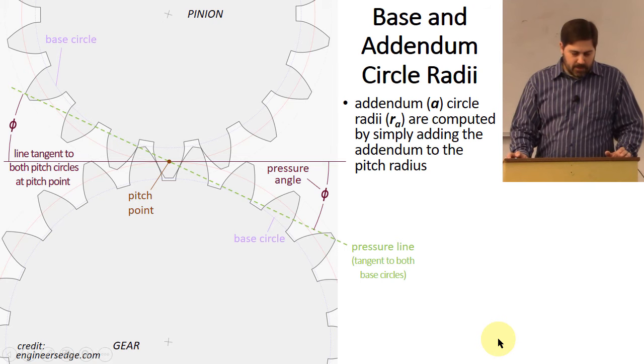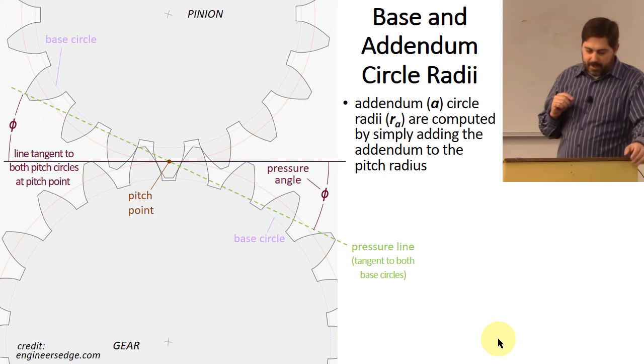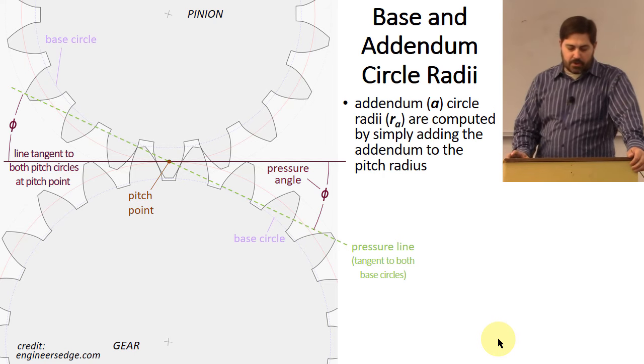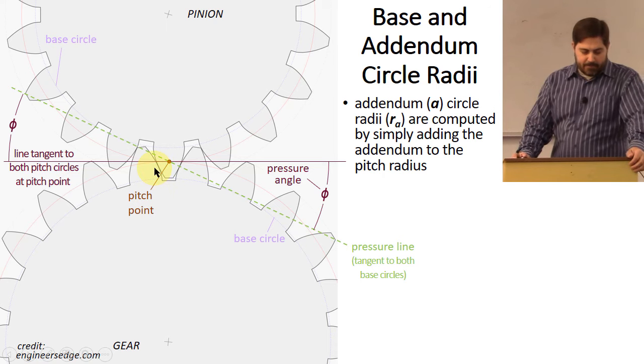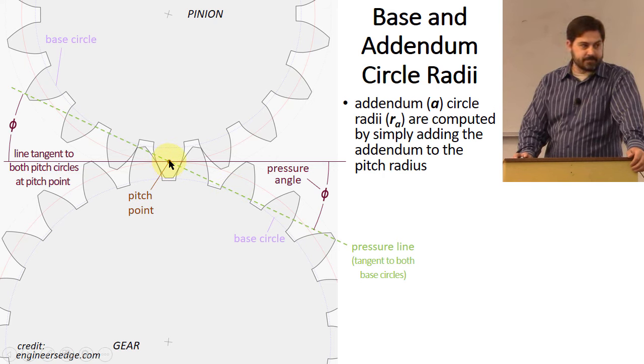All right, let's get into our main thing we wanted to do today and talk about our base and addendum circle radii. So here is a more zoomed in version of what I was just talking about. You'll notice that the pressure line actually extends from one base circle to the other base circle, and it passes right through this point right here that's called the pitch point. Okay?